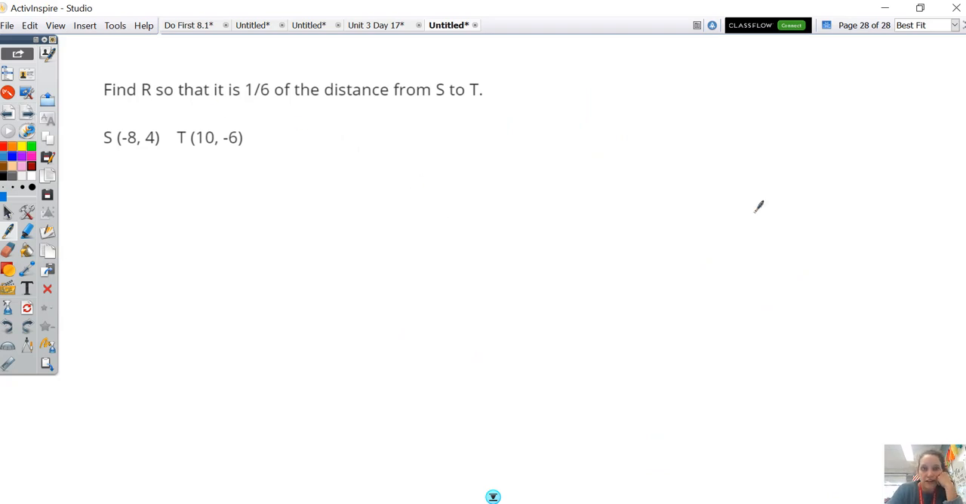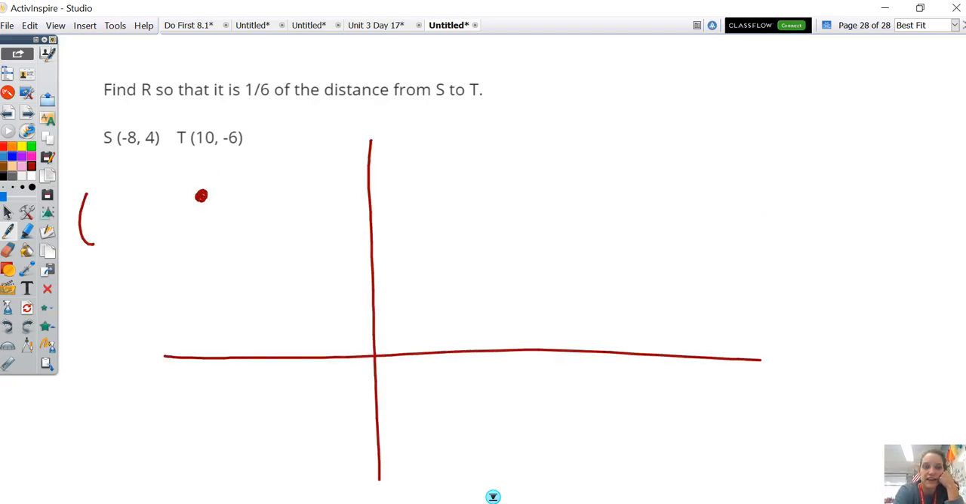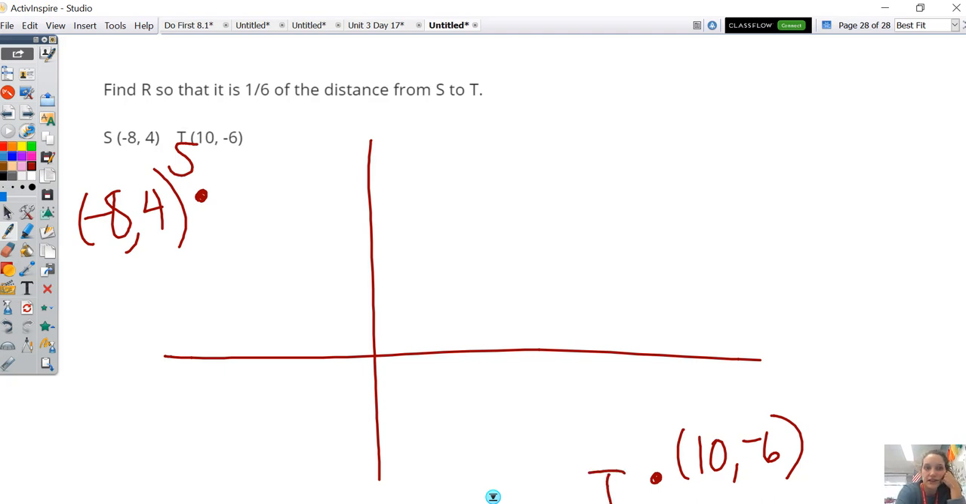And then finally, find R, so that's a sixth of the distance from S to T. S is over here at negative 8, 4. And T is over here at 10, negative 6. This is S. And this is T. So to get from S to T, pay careful attention to which point you're going from towards which point. So we're going from S towards T. If I was going from T towards S, it'd be a completely different situation.